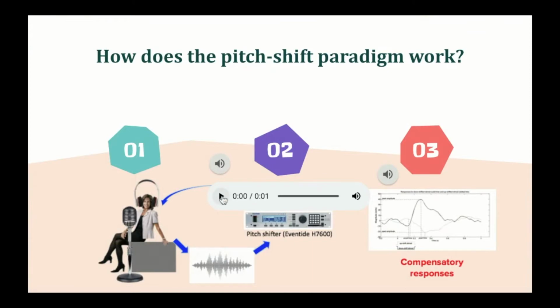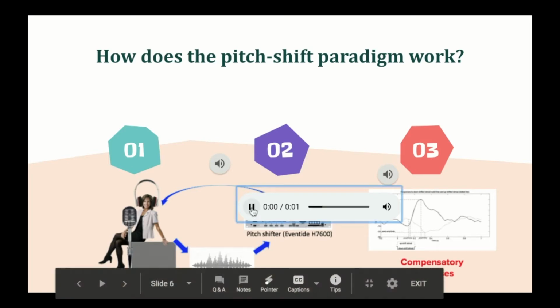This is the audio that the speaker heard when he or she was vocalizing. And this is a downward shift. And the response would be upward, which is compensatory, but the shift in terms of the response is very small. I'm going to play it 3 times and see if you can hear the small shift in the response.